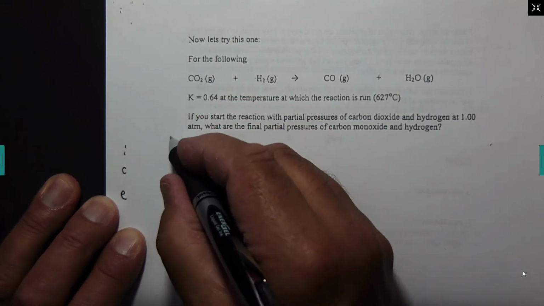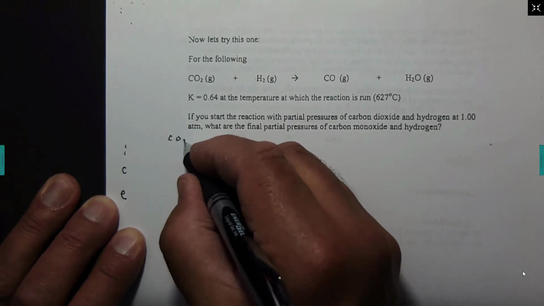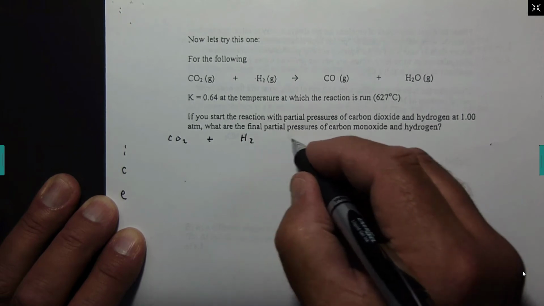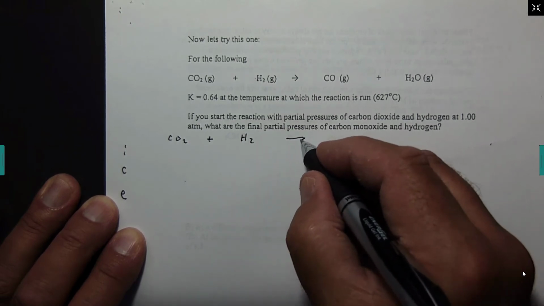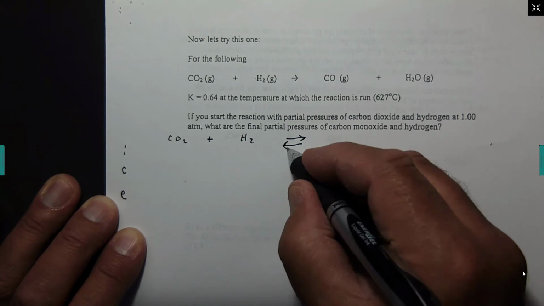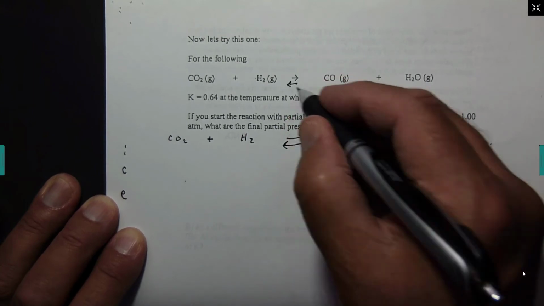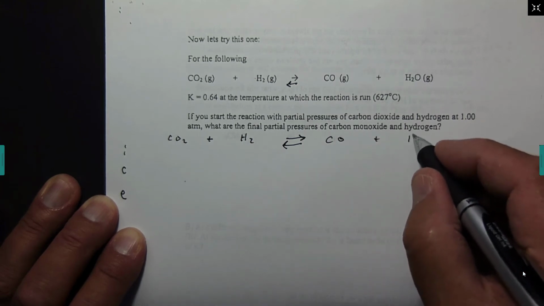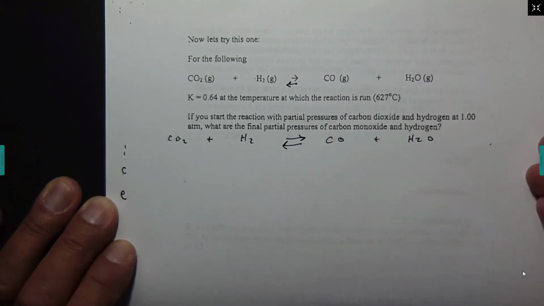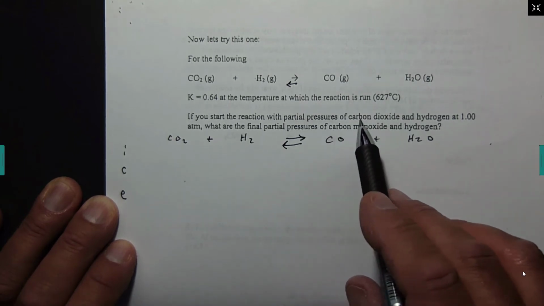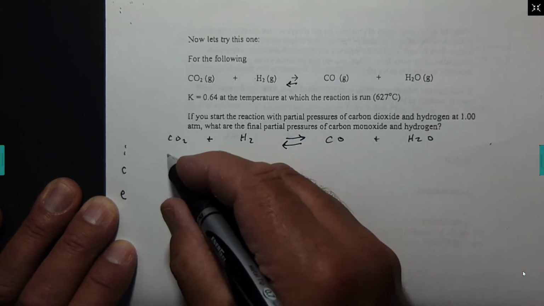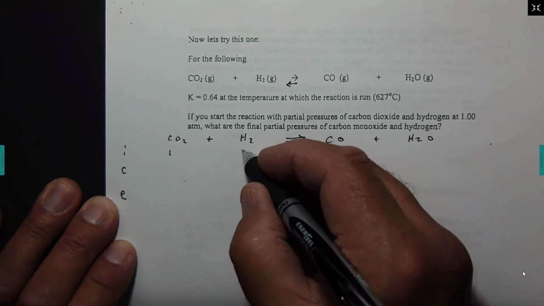You're going to have CO2 plus H2 reacting to give CO and H2O. When you set up this ice table, you start with partial pressures of carbon dioxide and hydrogen at 1 atmosphere. I'm going to leave off the units, but these guys start off at 1 atmosphere.